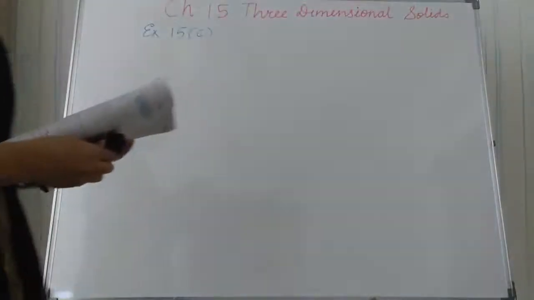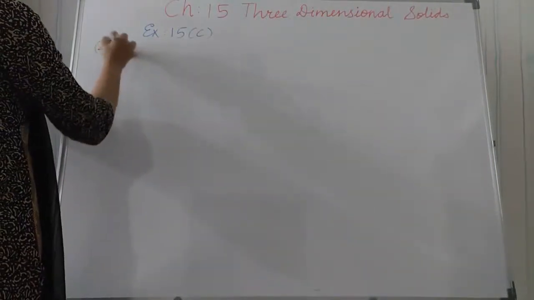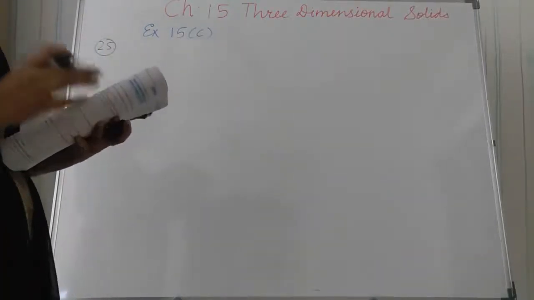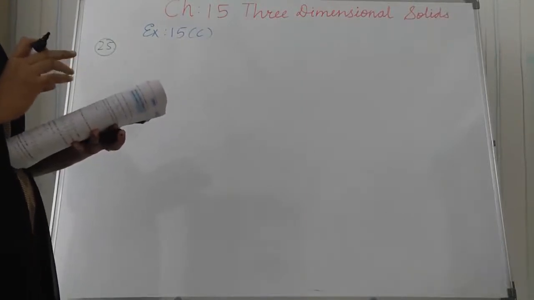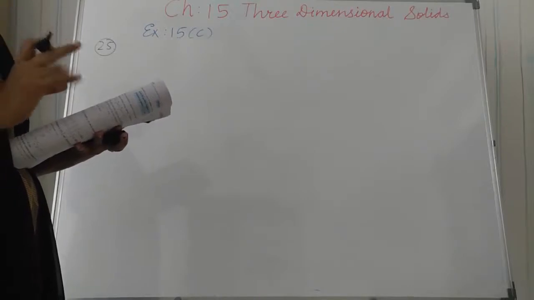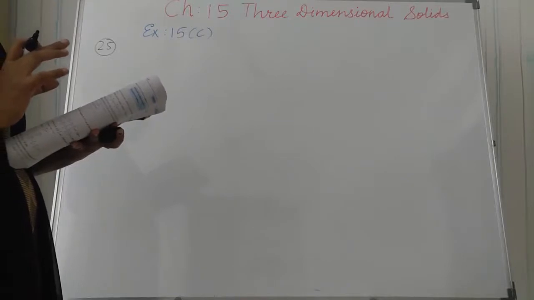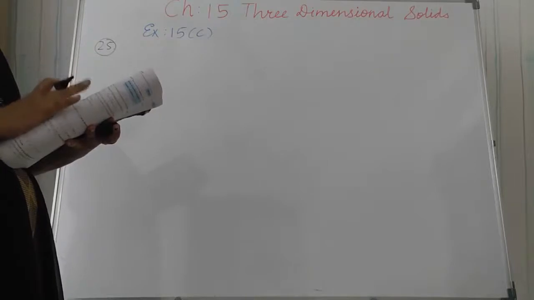Now the last question of this exercise. Students, this is question number 25. An open cylindrical vessel of internal diameter 7 cm and height 8 cm stands on a horizontal table. Inside this is placed a solid metallic right circular cone, the diameter of whose base is 7 by 2 cm and height 8 cm. Find the volume of water required to fill the vessel.